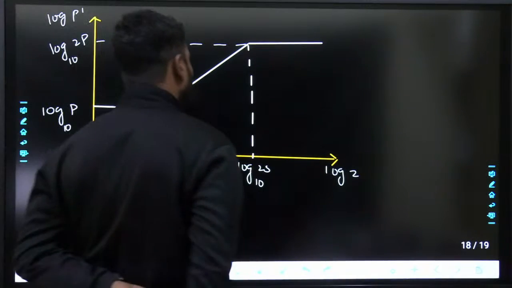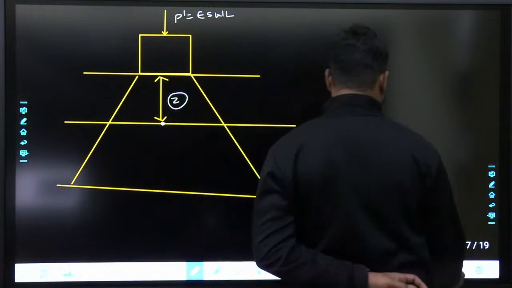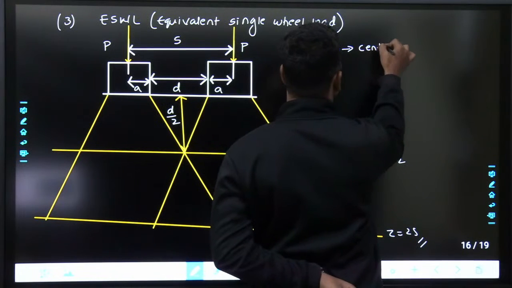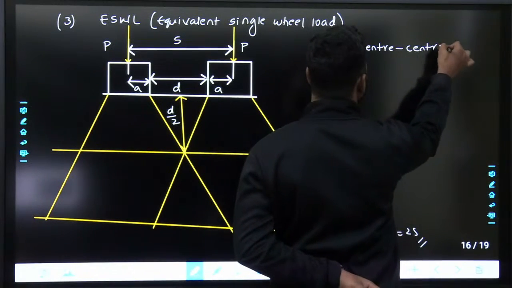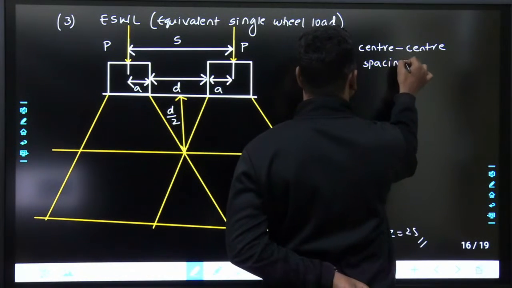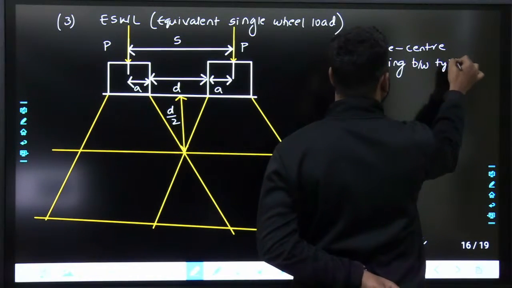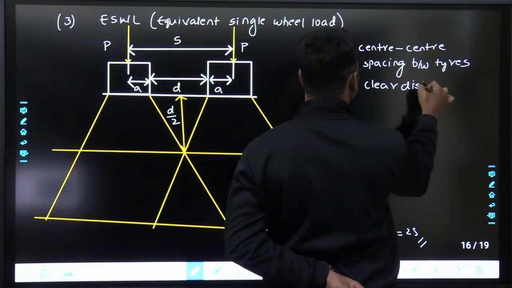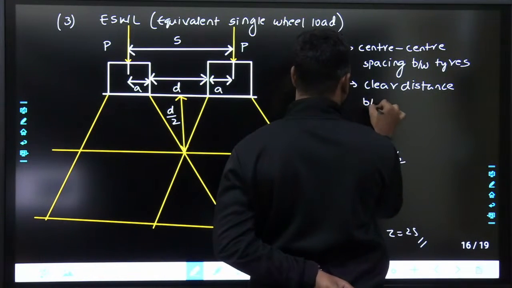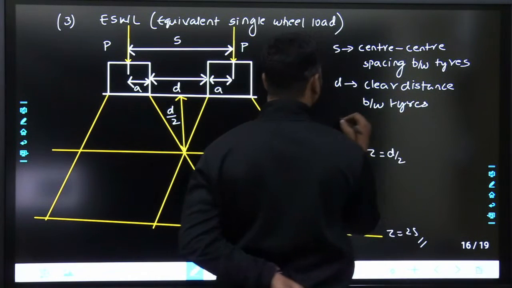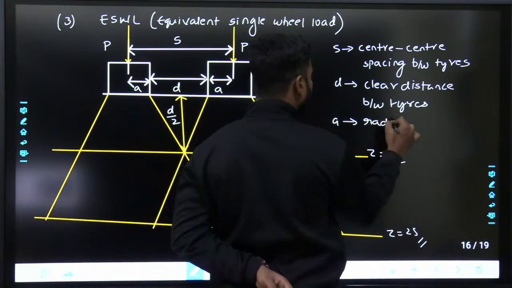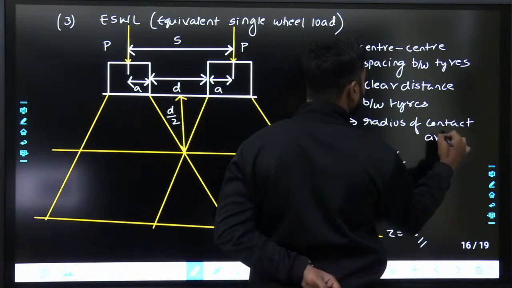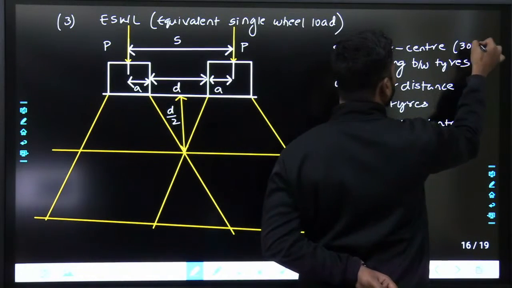Fine. So I hope you know what is S, what is D, right? S is the center to center spacing between the tires. D is the clear distance between tires. A is the radius of contact area. This will be generally 30 centimeters.